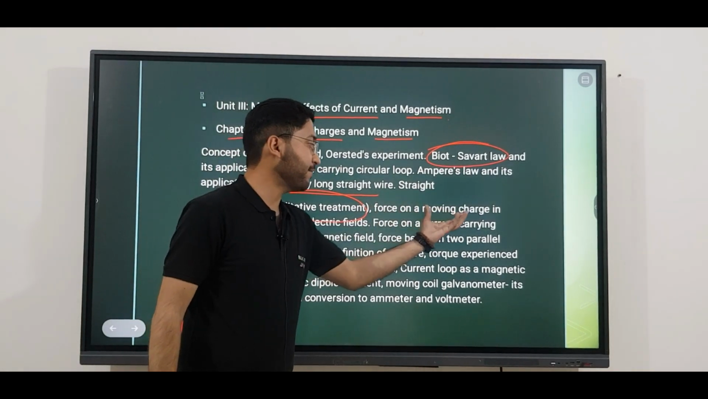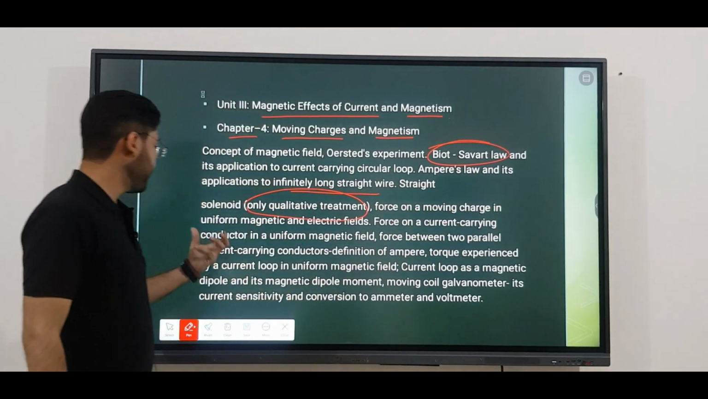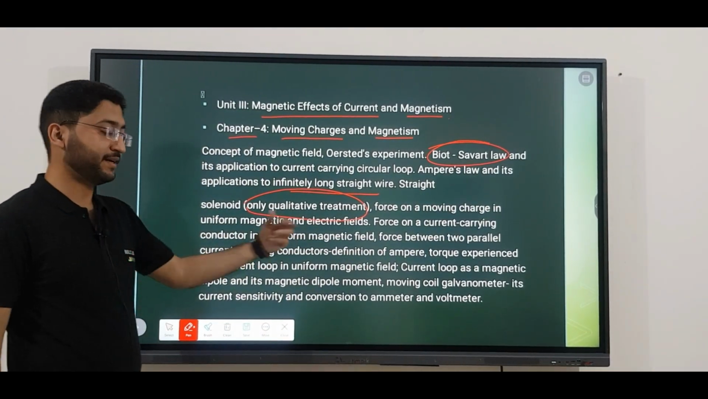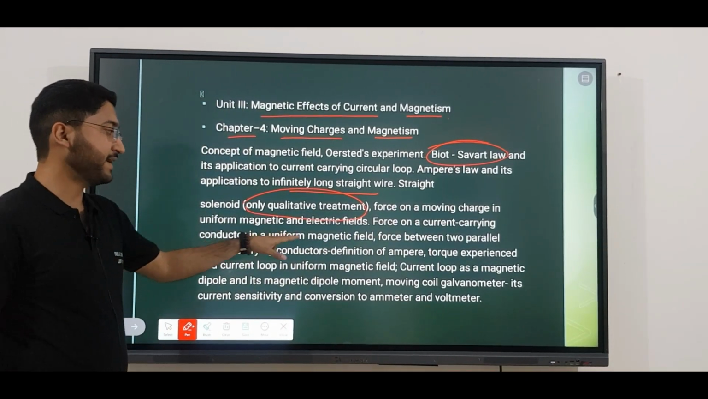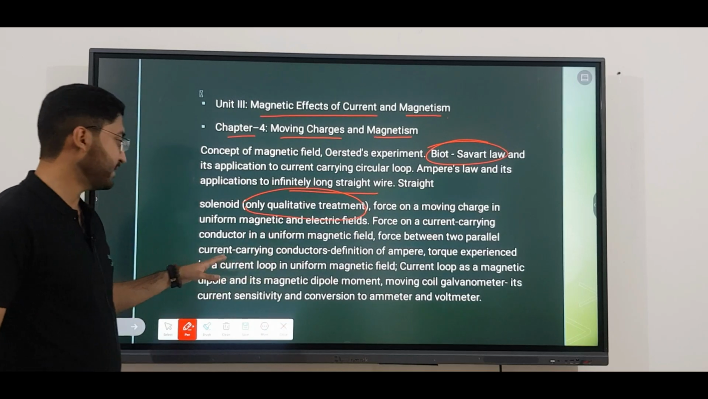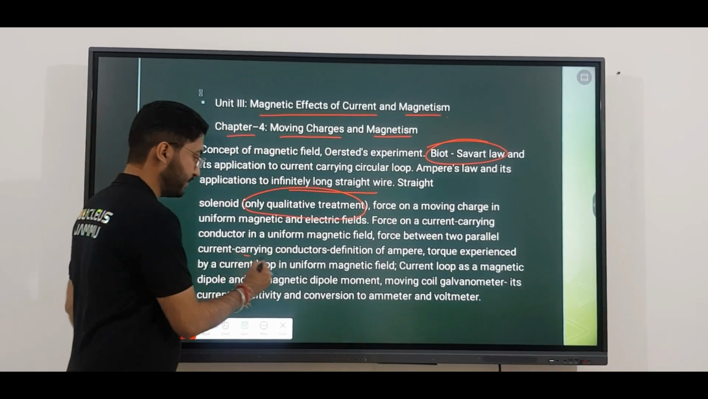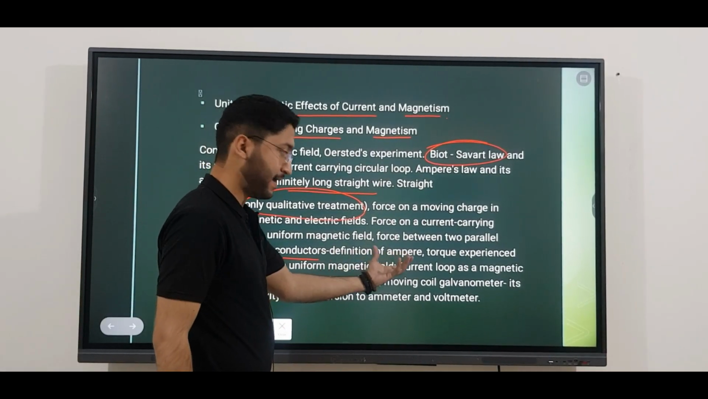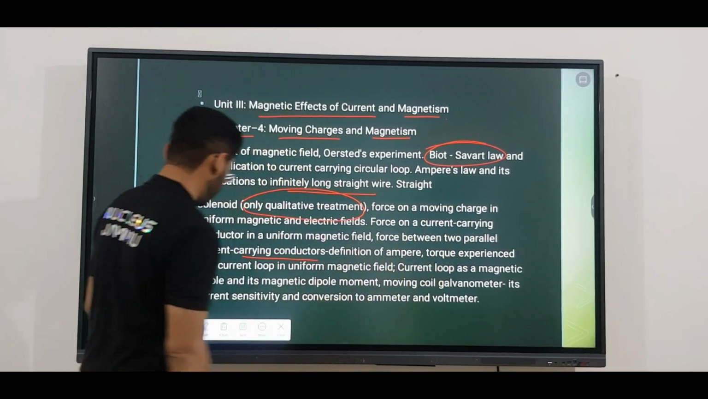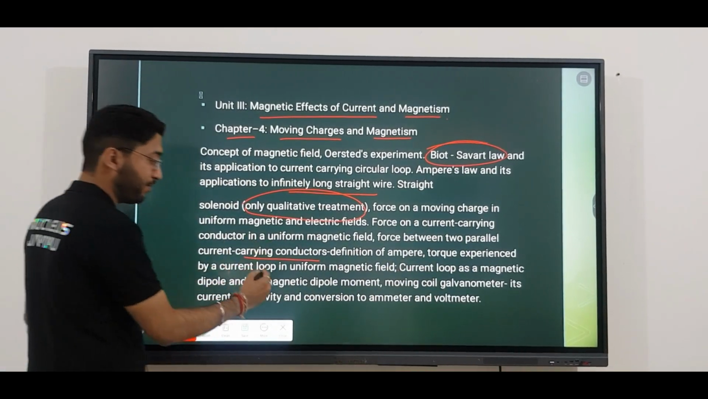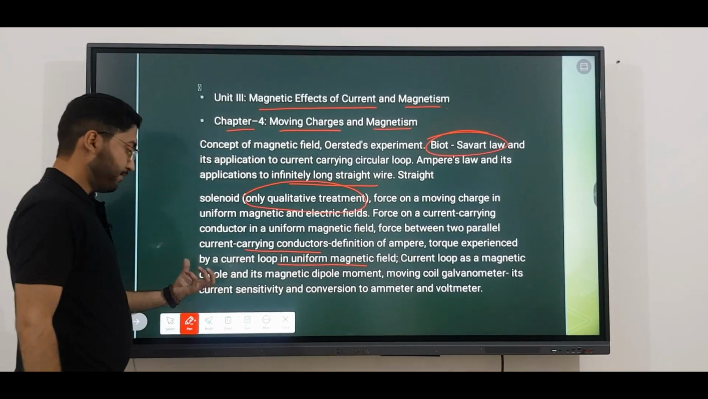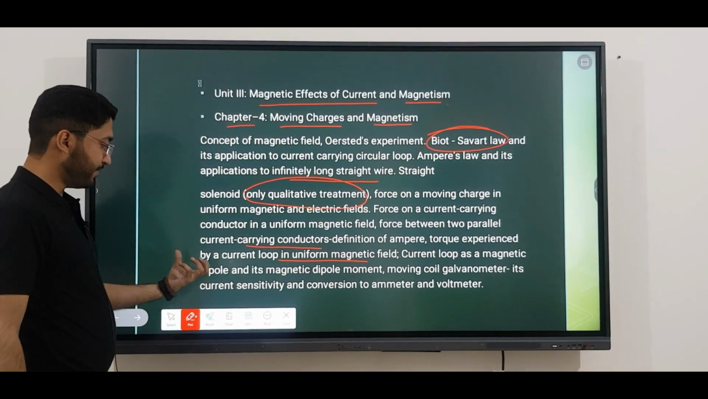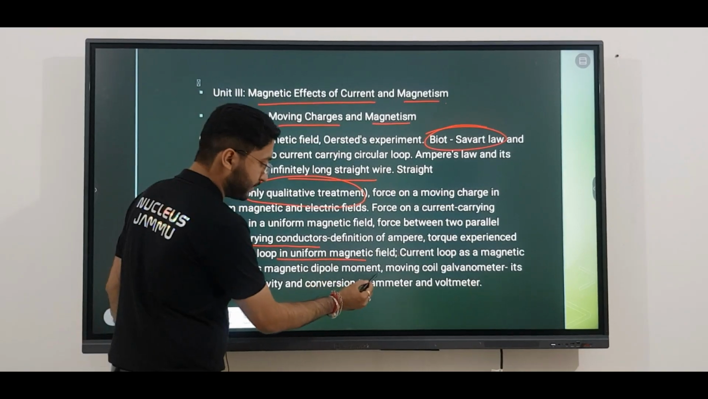Now force on a moving charge in uniform magnetic field and electric field, force on a current carrying conductor in uniform magnetic field, force between two parallel current carrying conductors, this is important. Definition of the ampere, torque experienced by a current loop in uniform magnetic field. Current loop as a magnetic dipole and its magnetic dipole moment.